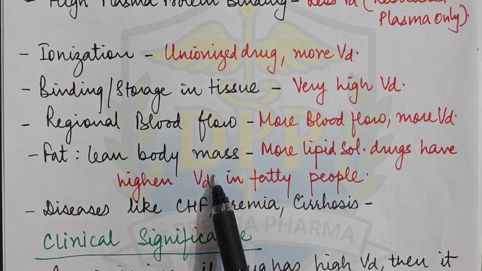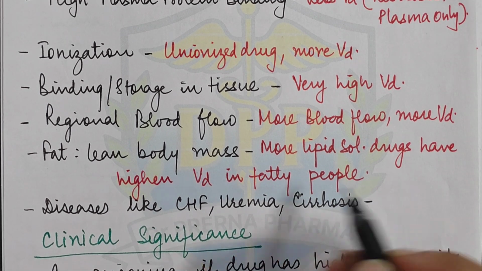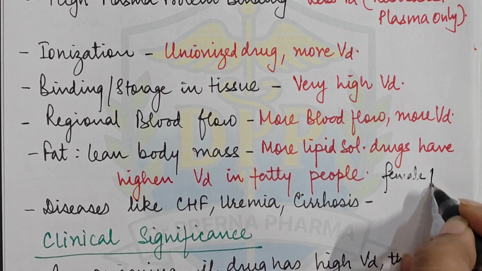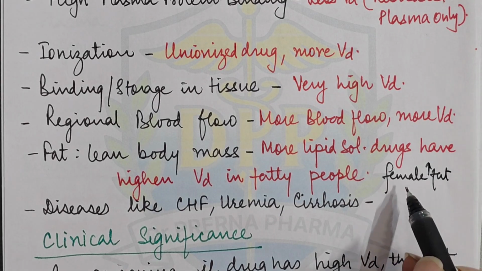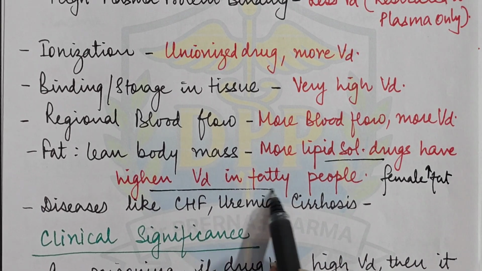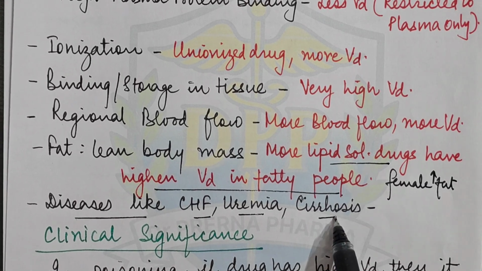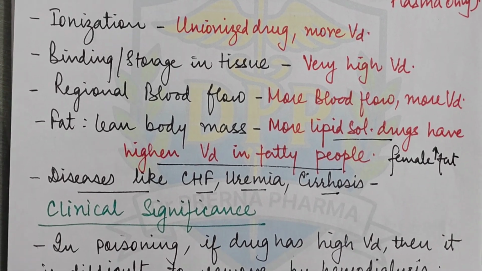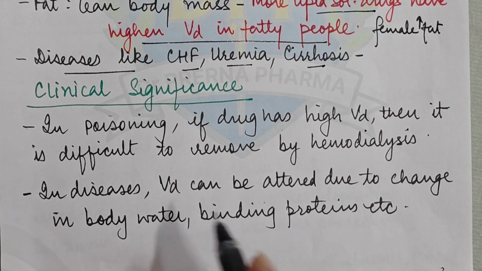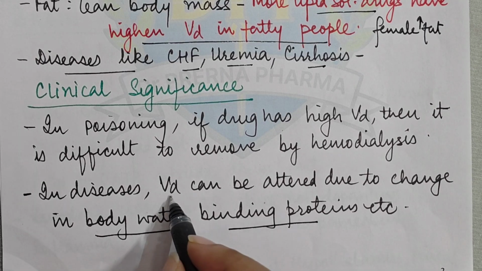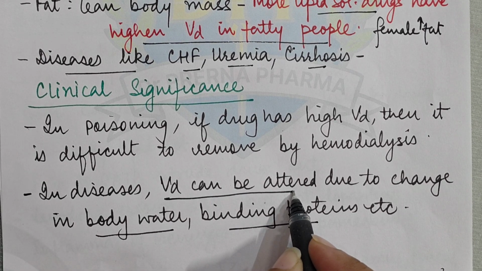Fat lean body mass is also important. So females have a higher fat, right? Females' fat to lean body mass ratio is higher. So lipid soluble drugs have a higher volume of distribution in fatty people. Then in disease conditions like CHF, uremia, cirrhosis, where the plasma protein concentration can change, the body water changes, the binding proteins change, then in that case volume of distribution also gets altered.